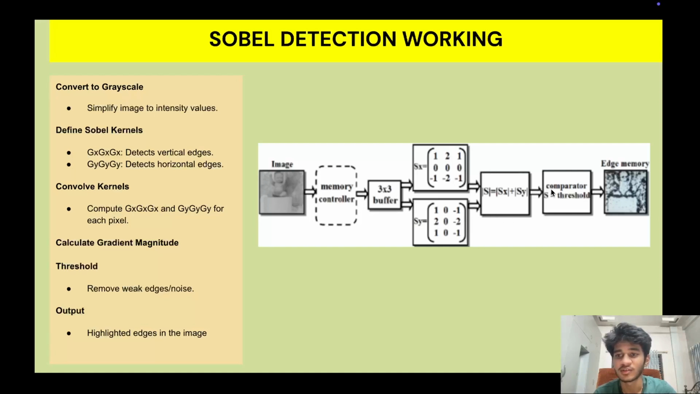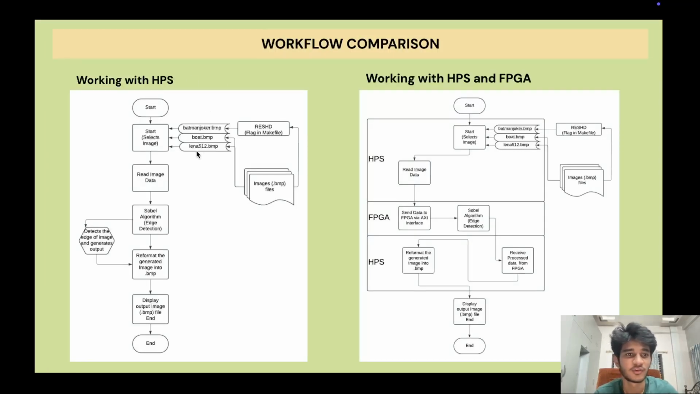We set a threshold, so that if the result exceeds a certain value, it means the edge has been detected. This threshold value is nothing but the sensitivity of how intense the detected edge is. So this is the edge detected image here. Yeah, this is the working of the Sobel edge detection algorithm. So this is the workflow.